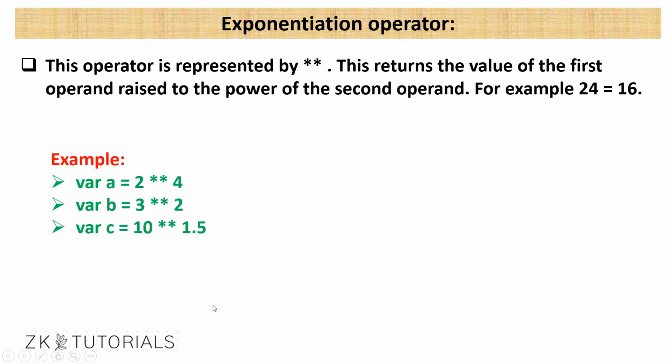So you can see some examples here. Let me tell you what operand means. In this, 2 is an operand and 4 is an operand, and this is the operator. So what does it return? It returns the value of the first operand raised to the power of the second operand. Like in mathematics we have 2 raised to the power 5, 2 raised to the power 6. How can we write 2 raised to the power 4? We write it like this, and this and this mean the same.